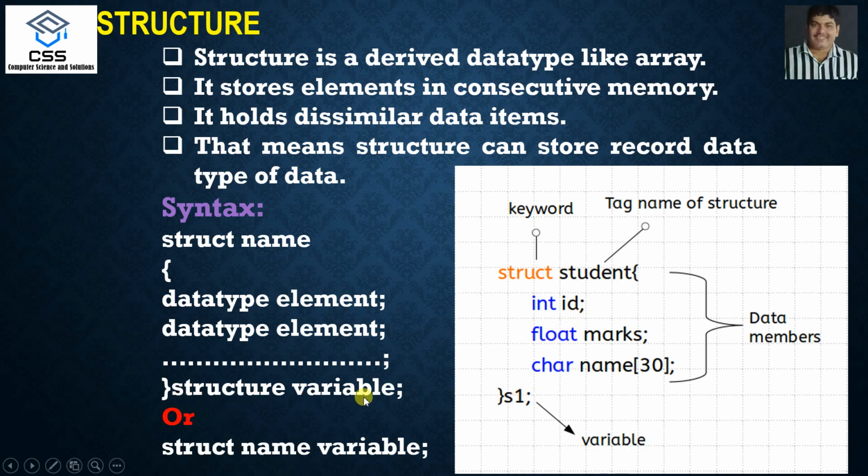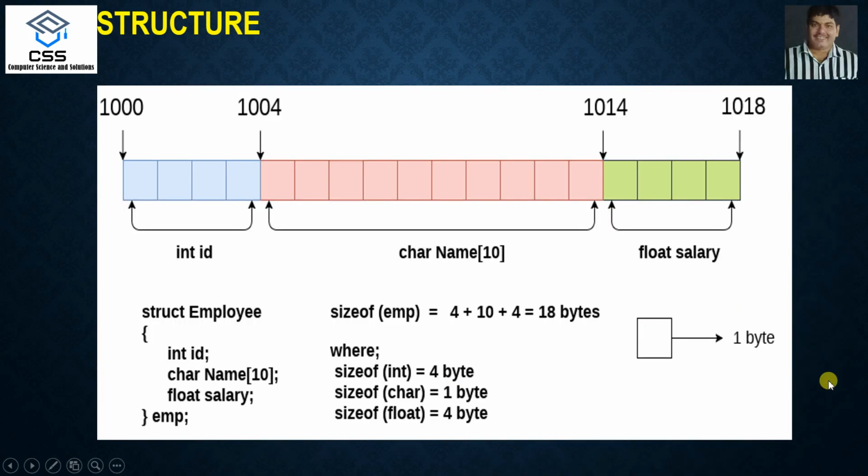If you do not declare the structure variable here, then another way you can declare is struct name followed by the variable name. There are two options. You can declare the structure variable here, or you can declare struct name followed by variable. Means here if it is student, you can write struct student followed by the variable name s1. Either way it can be represented.